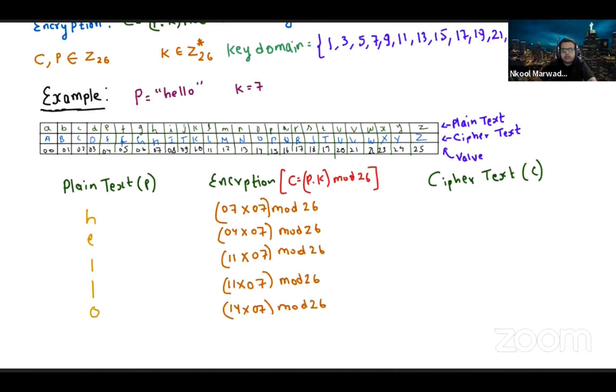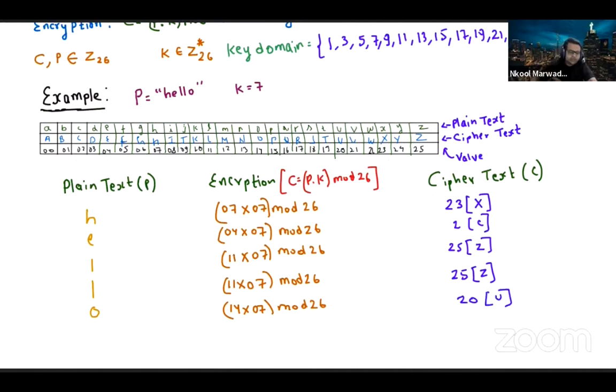Now when we solve this, 7 sevens are 49. So 49 mod 26 gives 23, and in the table we can see that 23 is X. Similarly 28 mod 26 is 2, and 2 is capital C. Then 77 mod 26 is 25, and this 25 is Z. Then 77 once again gives 25. And in the last we have 14 into 7 mod 26, that is 20, and 20 is capital U.